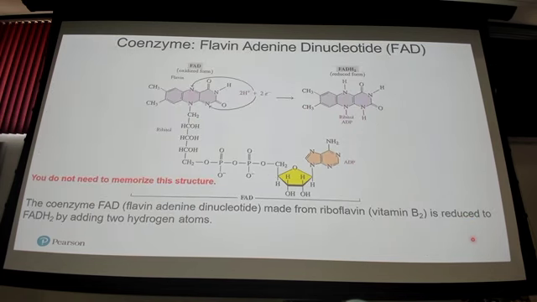FAD is another coenzyme that's a derivative of what vitamin? Anyone? Flavin. B2, vitamin B2. So this FAD is the oxidized form. It is reduced to FADH2. Oxidized form, reduced form.